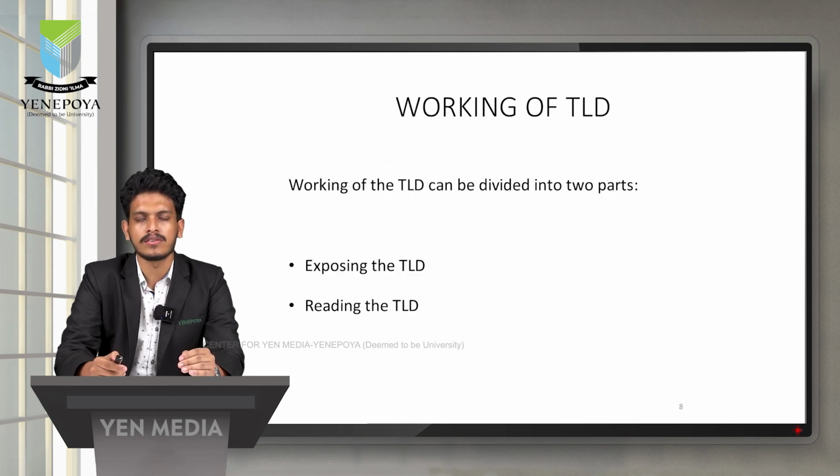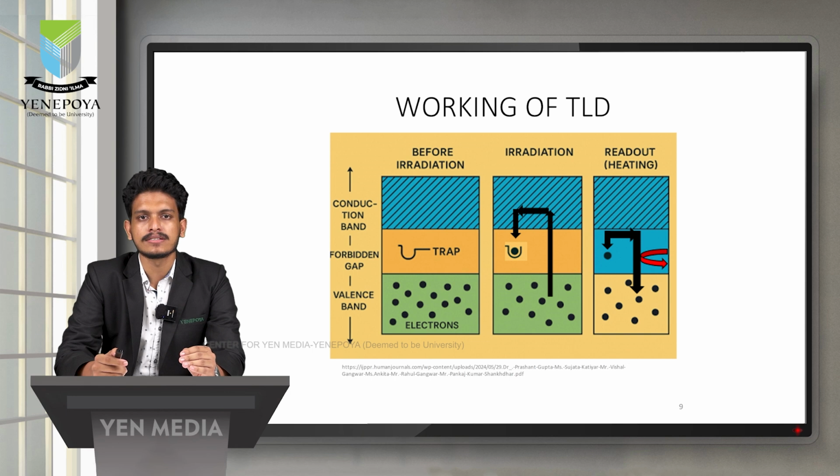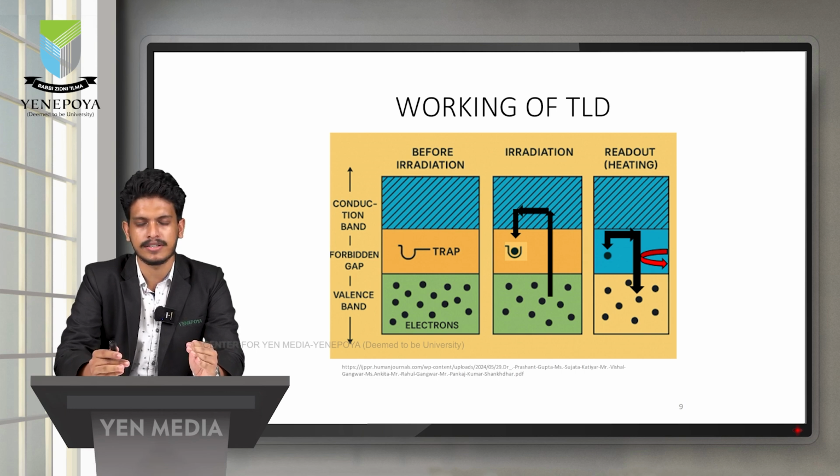Now moving on to the working of TLD. The TLD basically works in 2 processes that include exposing the TLD and reading the TLD. So this is a pictorial representation. Before irradiating, as I mentioned earlier, the TLD card consists of a phosphor crystal. In the phosphor crystal, there is a valence band and a conduction band, and the region between the valence band and conduction band is called the forbidden gap.